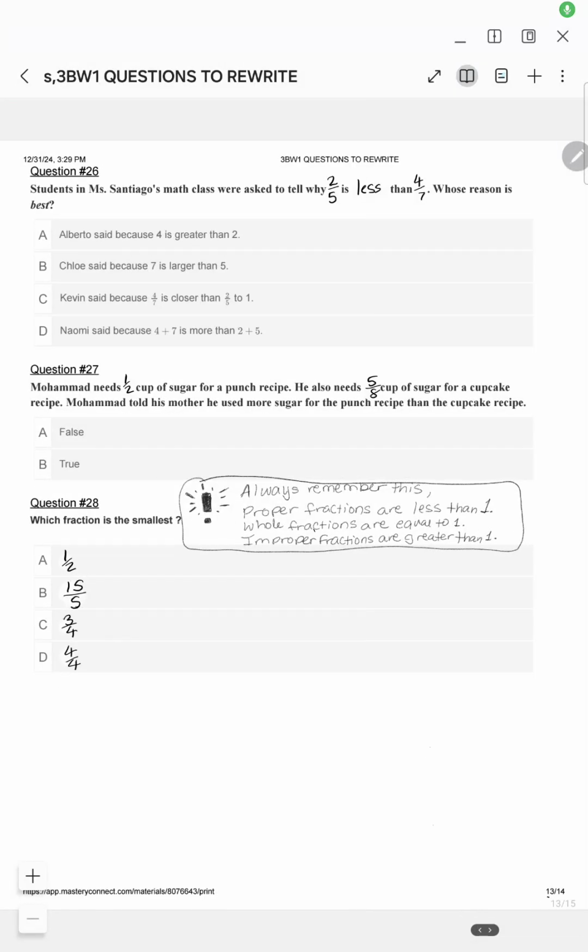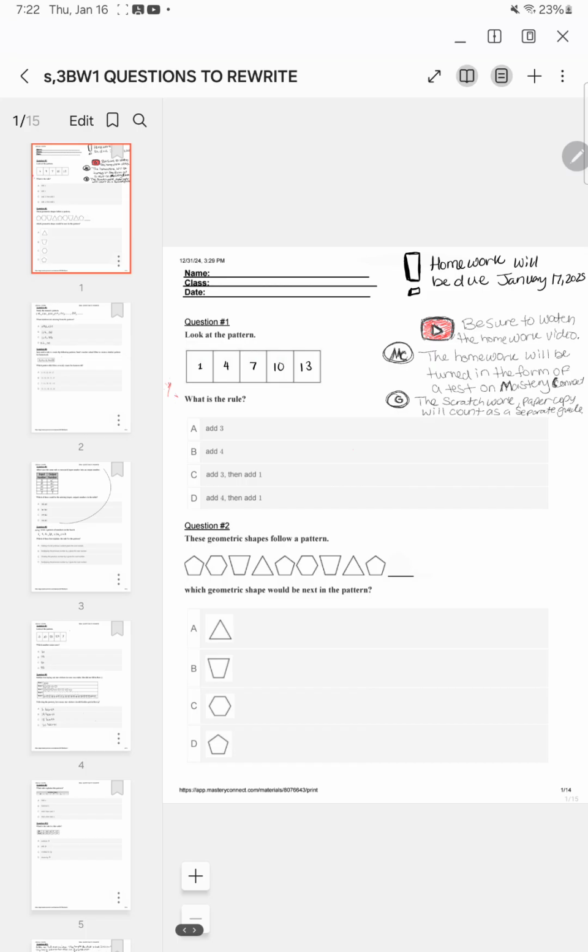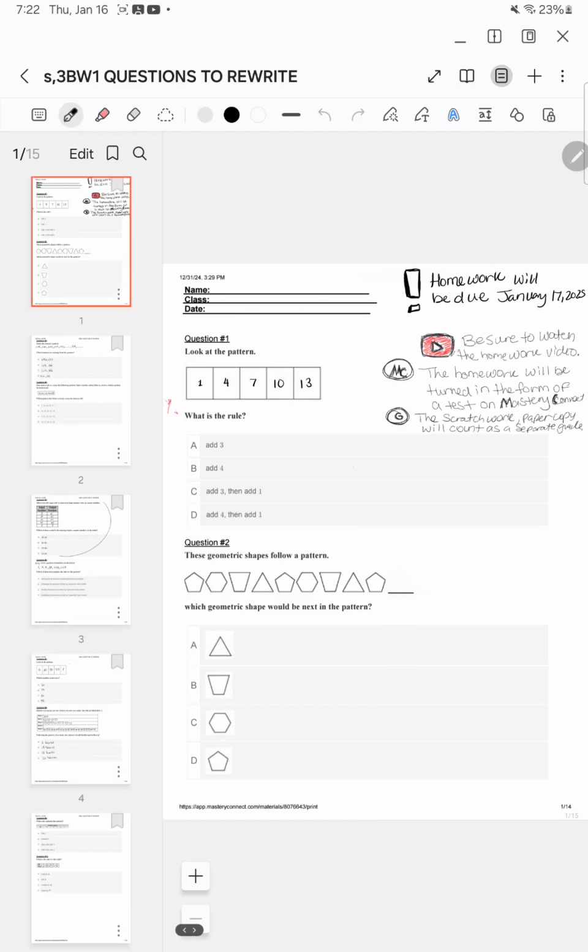Hello everybody, I'm just doing a quick voiceover explaining the strategies. For the homework I put two different standards, and the first part is all about patterns. And then after that it's going to be about fractions.